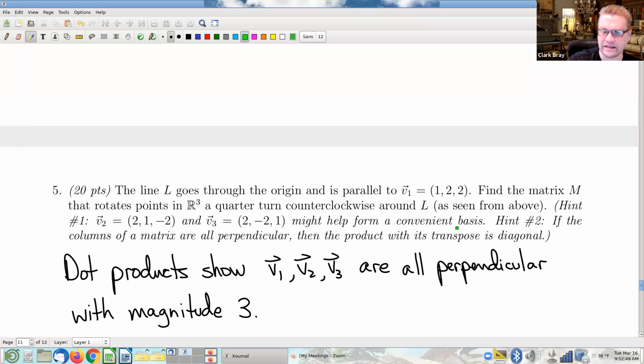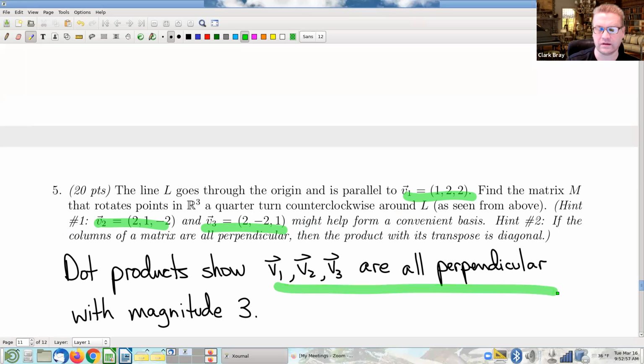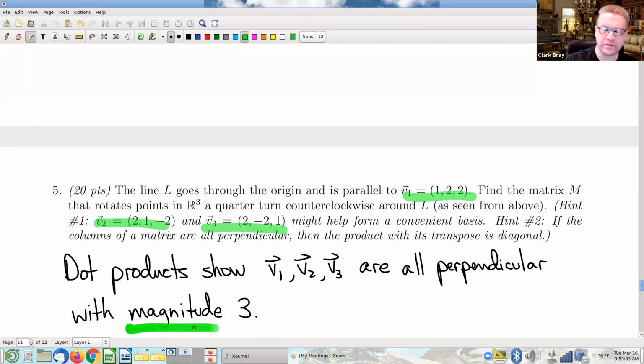So let's do that. Let's take these 3 vectors, v1, v2, and v3, and make a basis out of them. Conveniently, let's notice that they're all perpendicular to each other. Well, that's nice. A couple easy dot products confirms that. They all have magnitude 3. Cool, right? Might be useful at some point.